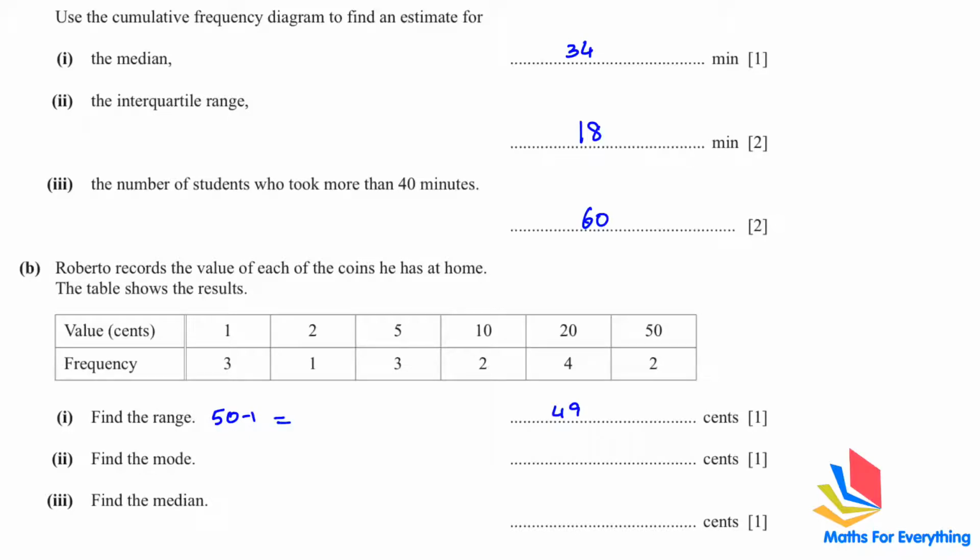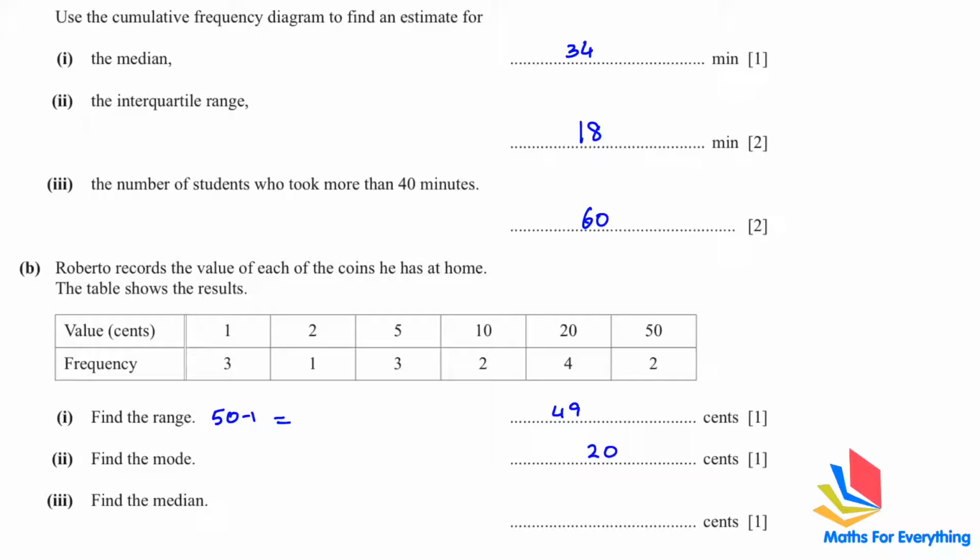The next part, find the mode. Mode is the most repeated value. So 4 is the most repeated number for the value 20. Therefore, the mode is 20 cents.